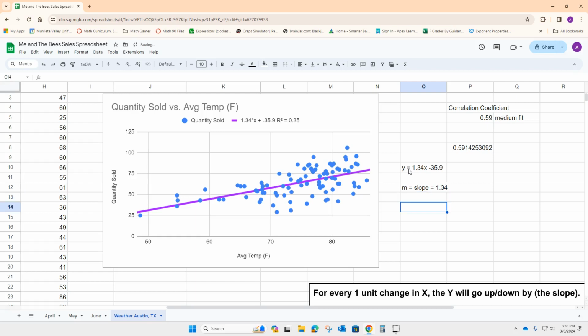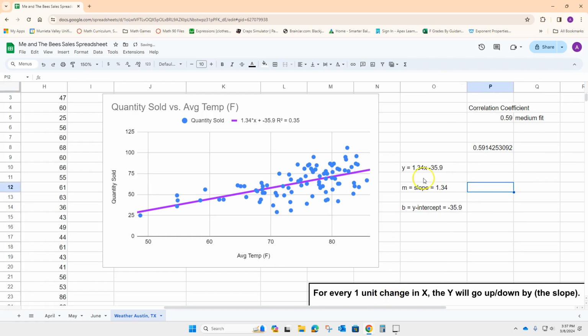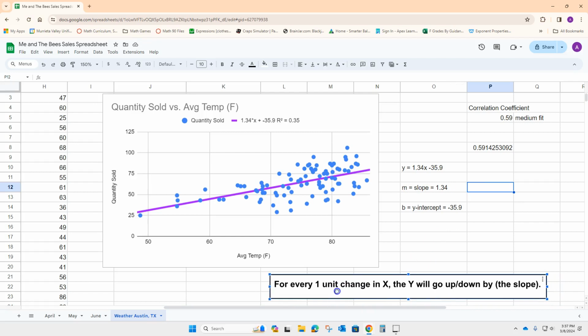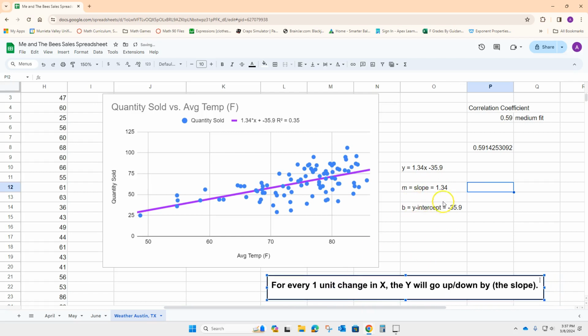The b, which is the y-intercept, that is the number that doesn't have an x attached to it. That's over here. And so the b, again, that's the y-intercept, in this situation is negative 35.9. So finding it is great, but most of the time in these real life situations, we want to interpret. So what does that slope mean in the context of this problem?